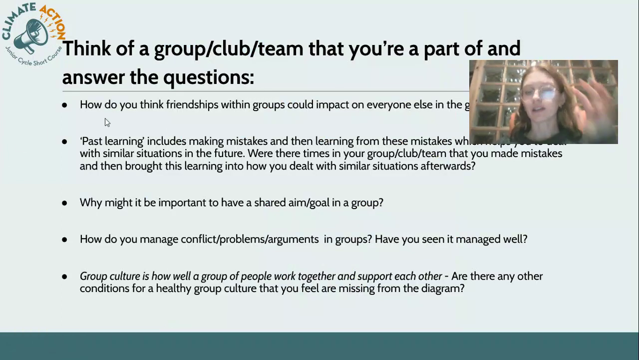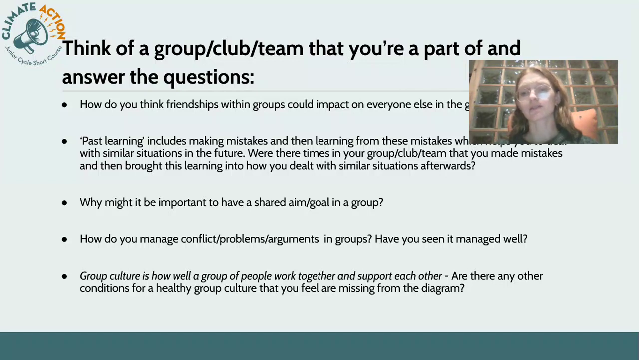So the first thing that you're going to do with your students is get them to think of a group, a club, a team they're part of. And then they're just going to answer questions about that. So questions like, do friendships within the group have an impact? Does past learning, does people's experience of being in other groups before, have an impact on the group that they're in? Does the group have a shared goal or an aim? So if it's a sports team, it might be like we want to win the cup, or we want to work well together. We want to play well together.